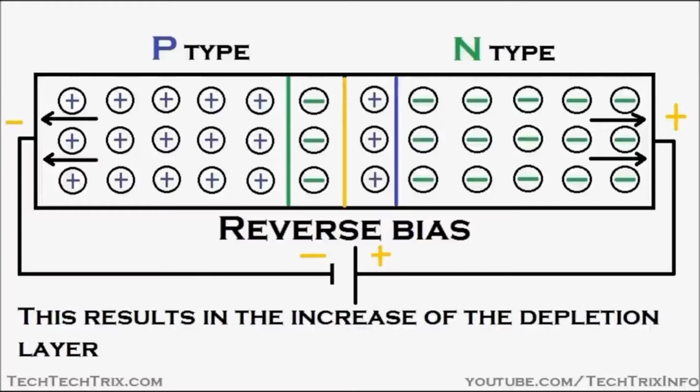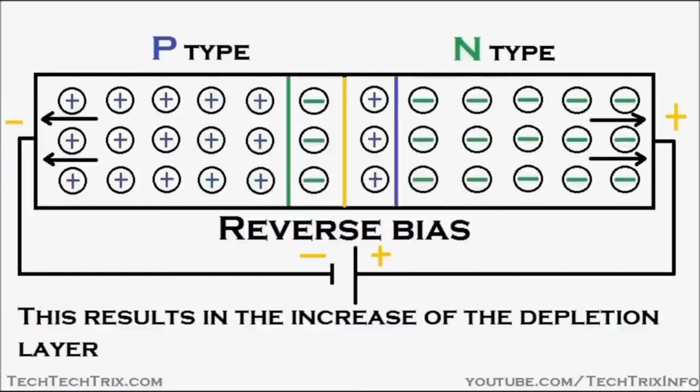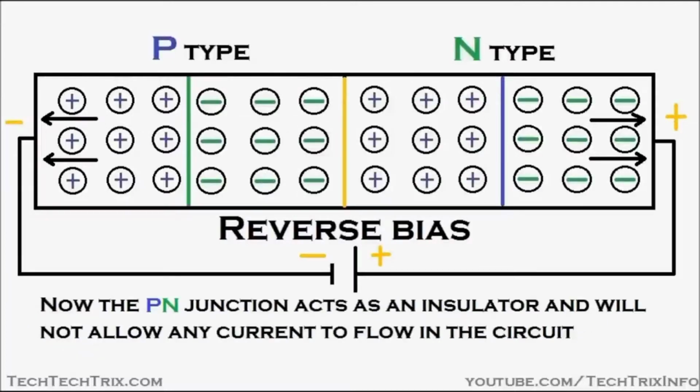So this results in the increase of the depletion region, the depletion layer, or the space charge region, because you can see the repulsion of the electrons and the holes is happening against the space charge or the depletion layer. So this results in the increase of the depletion layer, as seen in the animation. That's the depletion layer over there. Now the PN junction acts as an insulator and will not allow any current to flow in the circuit. So this depletion layer will be acting as an insulator and will not allow the flow of electrons or holes in that region.